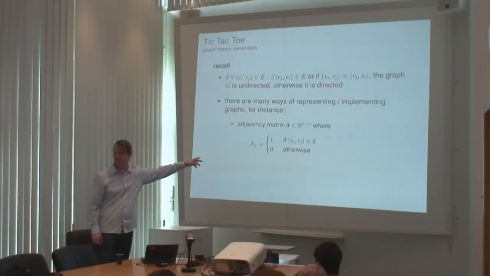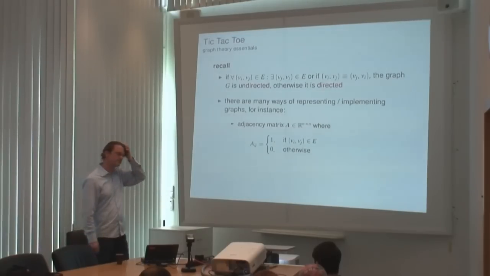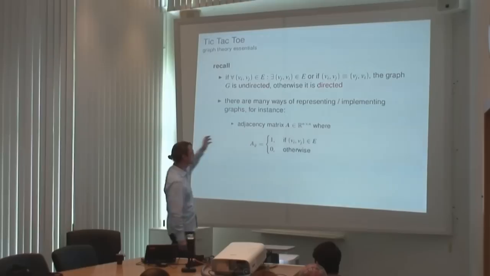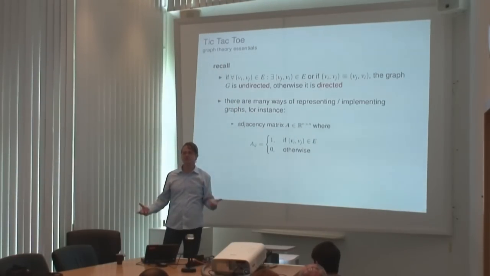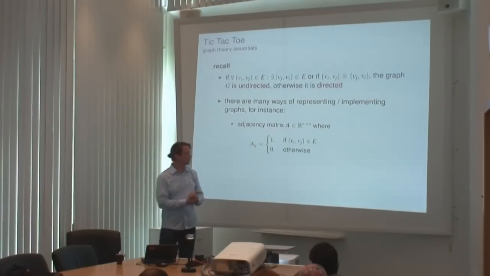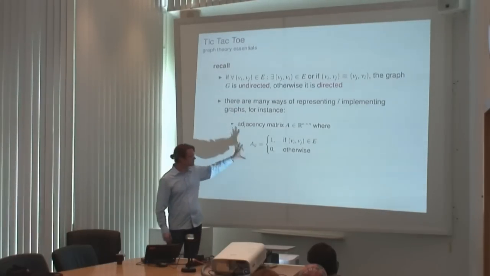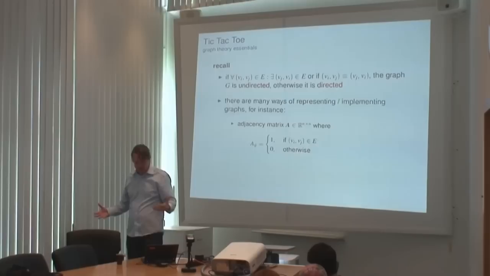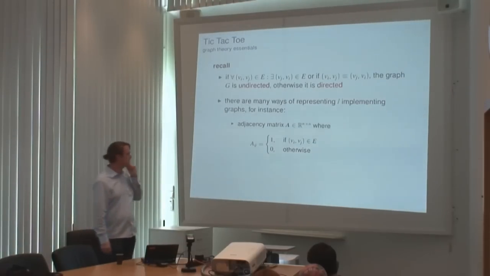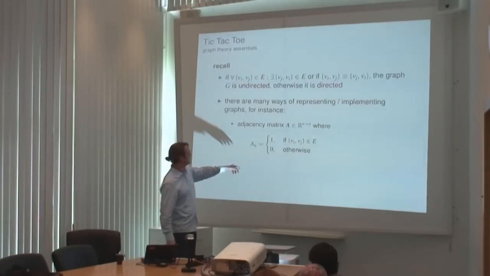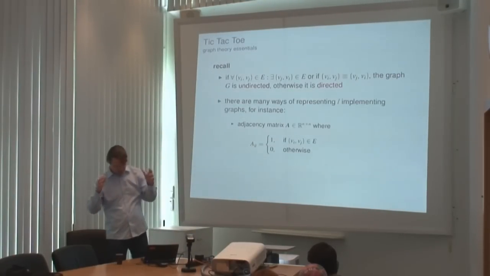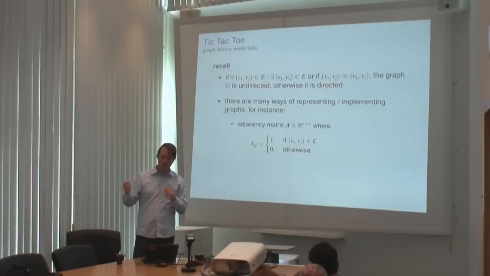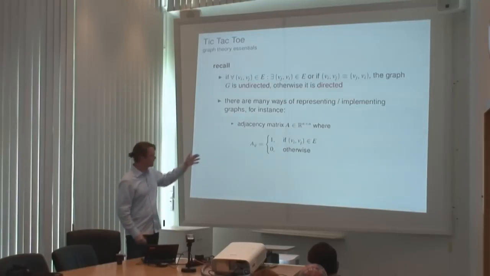Here is the idea of using matrices. We can represent graphs in terms of so-called adjacency matrices. If we have n vertices, then the adjacency matrix is an n by n matrix. It's a square matrix. Let me simplify and say that the entries of this adjacency matrix are either 1 or 0. An element a_ij is 1 if the pair (v_i, v_j) is in the set of edges. And if that is not the case, then a_ij is zero.